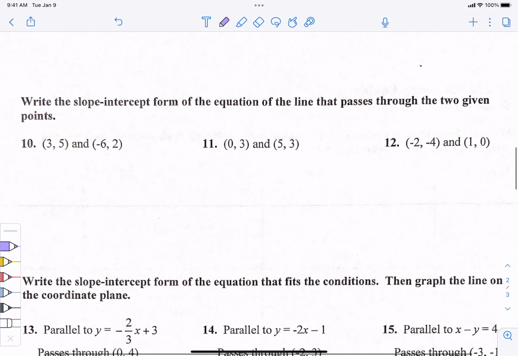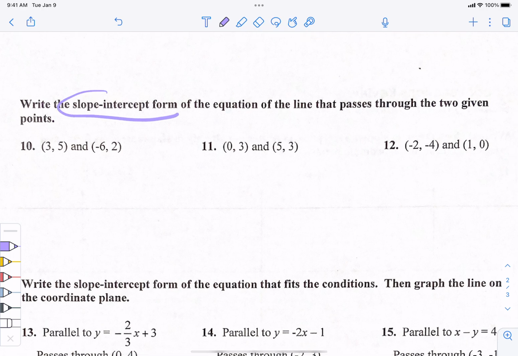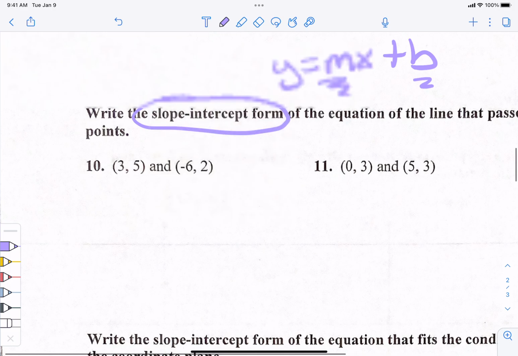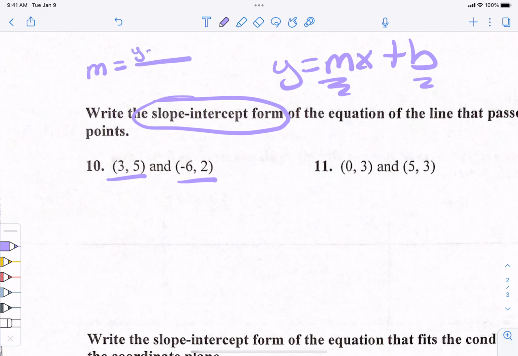Numbers 10, 11, 12. We're still writing the slope-intercept form. What's slope-intercept form? y equals mx plus b. So we have to find the m and we have to find the b, except they don't give me m. How do I find m? I have 2 points. m equals y2 minus y1 over x2 minus x1. The y's go on the top.